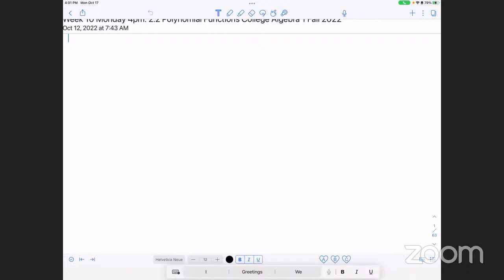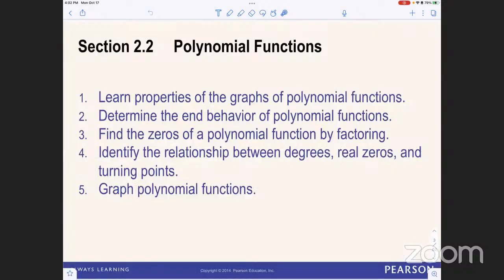With section 2.2, polynomial functions, a few objectives are that: 1, we like to learn properties of the graphs of polynomial functions. 2, determine the end behavior of polynomial functions. 3, find the zeros of a polynomial function by factoring. 4, we like to identify the relationship between degrees, real zeros, and turning points. And 5, we like to graph polynomial functions.